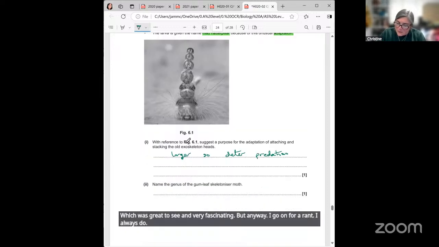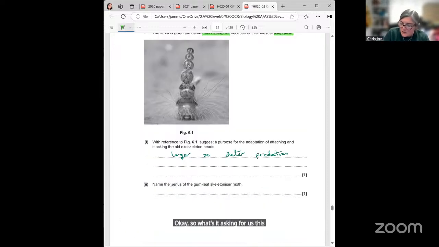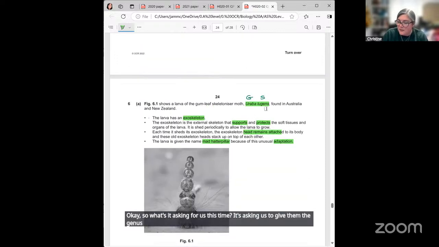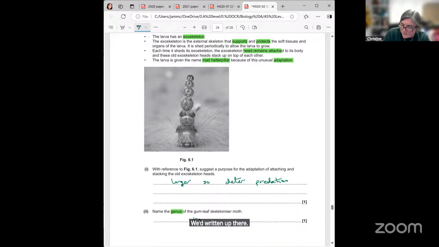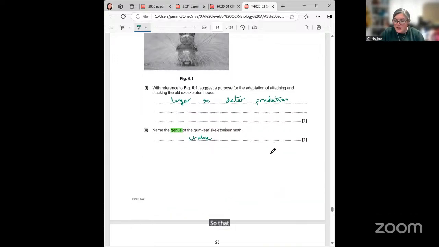Okay, so what's it asking for us this time? It's asking us to give them the genus. Well, I'd already identified that. We'd written it up there, Uraba. So that is very clear when you look at that one.